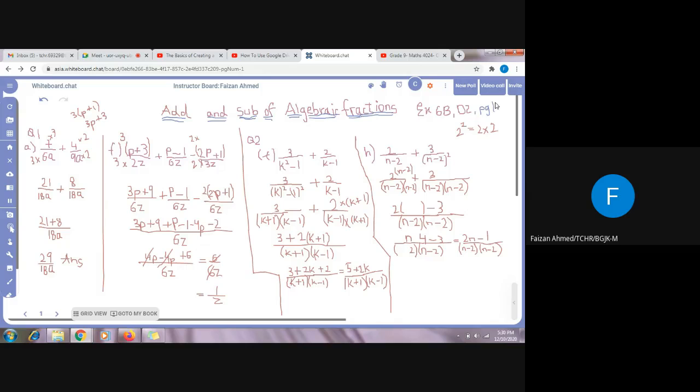Our topic is addition and subtraction of algebraic fractions, and this is exercise 6b, D2, 7th edition, chapter 6. This is on page number 170. In the previous class, we were discussing how to solve algebraic fractions. We were basically simplifying them, and in this video, the topic is addition and subtraction of algebraic fractions.